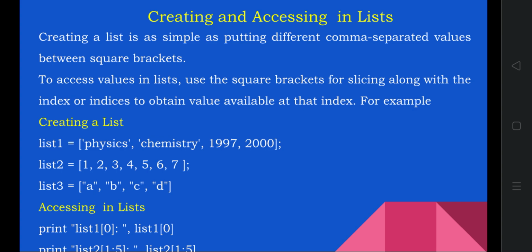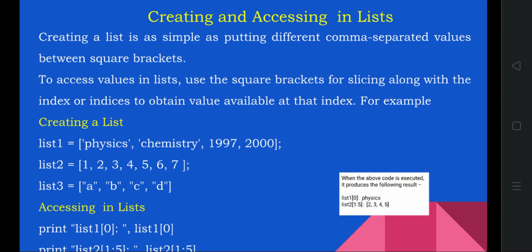So list 2 has the values 1, 2, 3, 4, 5, 6, 7. The question here is print list 2 of 1 colon 5. So 1 here is the first position, where the value 2 is, and from 1 to 5, 5 is not inclusive. Only up to the fourth element is displayed. That means the answer will be 2, 3 and 4. Let us see the output.